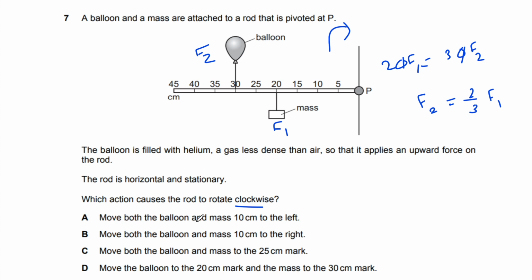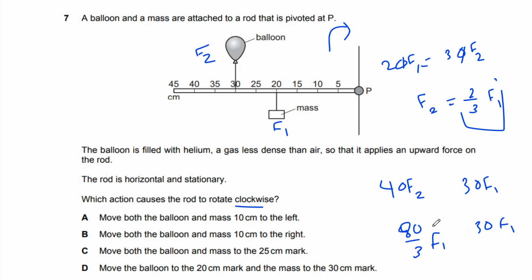Move both the balloon and mass 10 centimeters to the left. So 10 centimeters to the left, that would be 40 F2 and then 30 F1. So these are the moments. If we substitute this one into here, that will be 80 by 3 F1. That's the moment caused by the balloon, and this is the moment caused by the mass. Comparing, 80 divided by 3 is 26.67, so that is smaller, so A will be wrong.